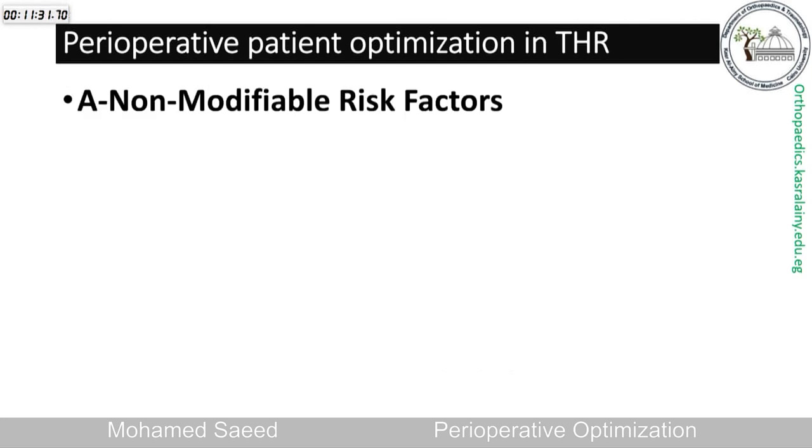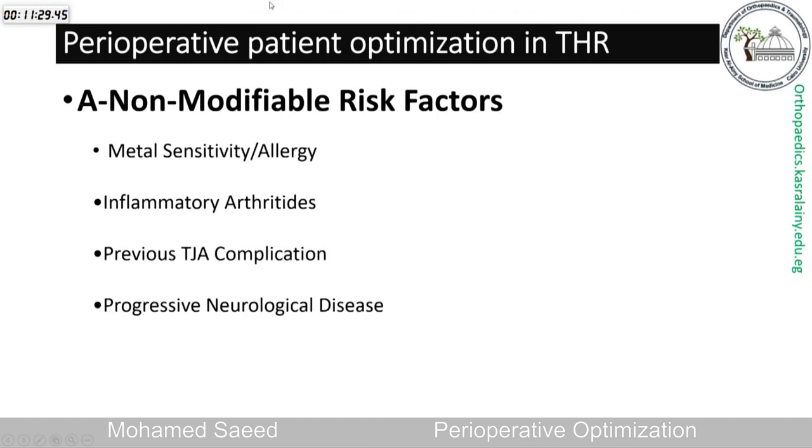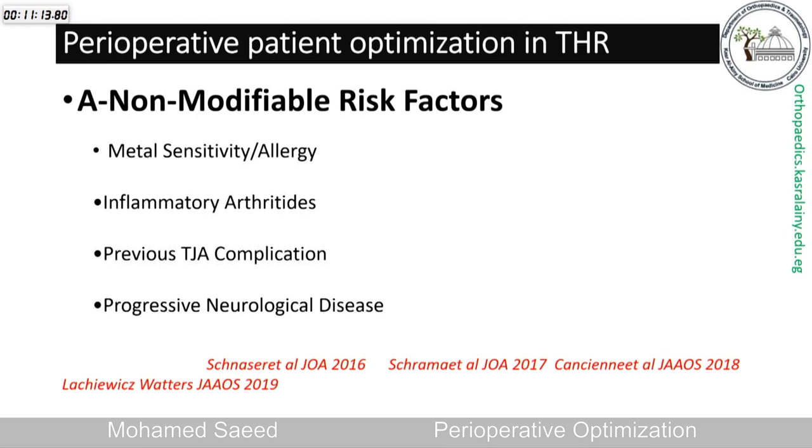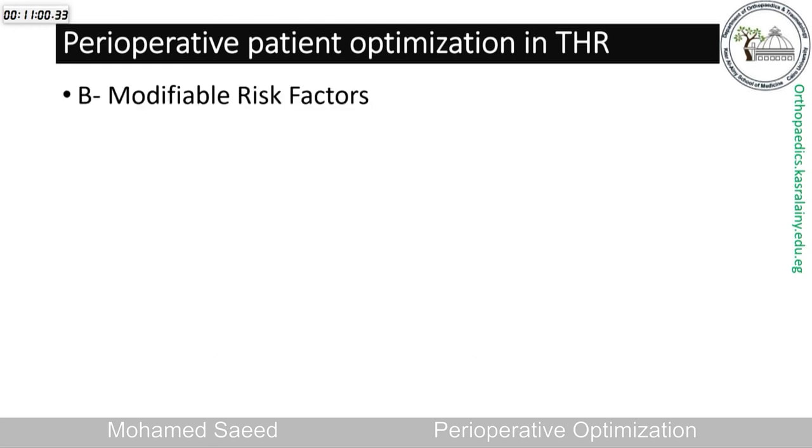Those factors are divided into non-modifiable risk factors like metal sensitivity and allergy, inflammatory arthritis like systemic lupus, rheumatoid arthritis, previous joint infection, and any disease in the neurology like strokes. It was evidenced that these factors have a significant effect on the outcome of the joint arthroplasty by decreasing the outcome. It will be worse than other patients.